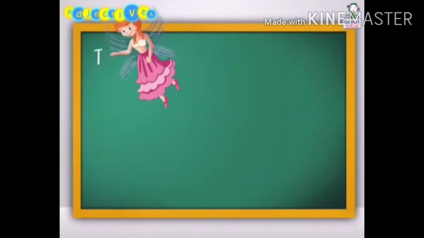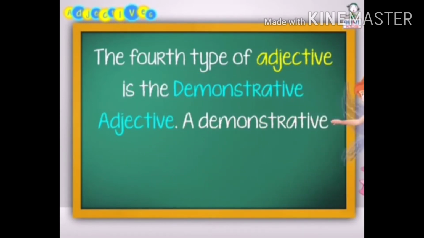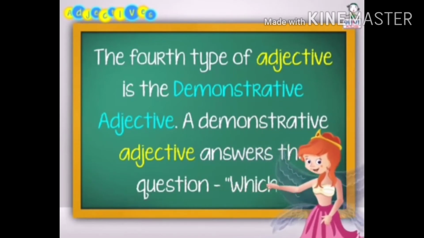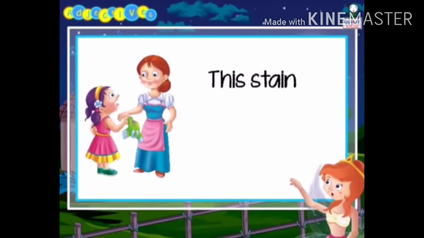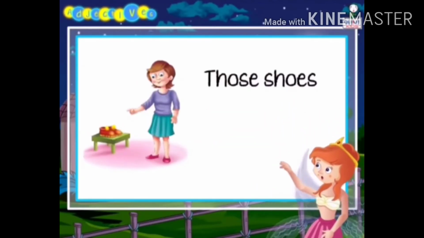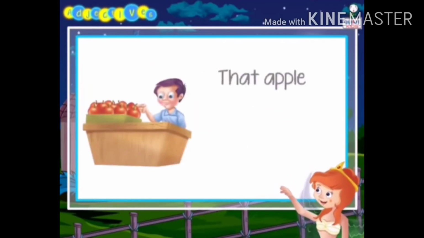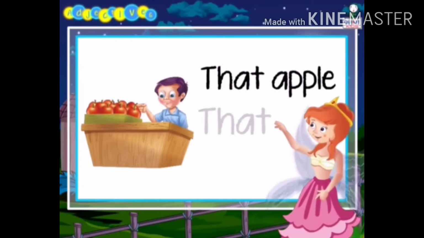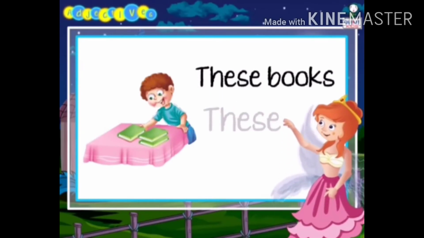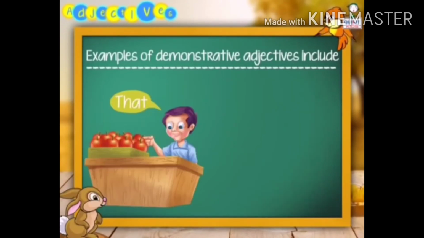Welcome, friends! The fourth type of adjective is the demonstrative adjective. A demonstrative adjective answers the question, which? This stain. This is demonstrative adjective. Those shoes. Those is demonstrative adjective. That apple. That is demonstrative adjective. These books. These is demonstrative adjective. Examples of demonstrative adjectives include this, those, that, and these.